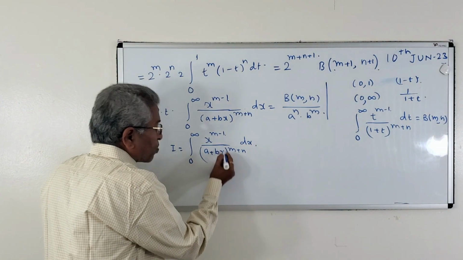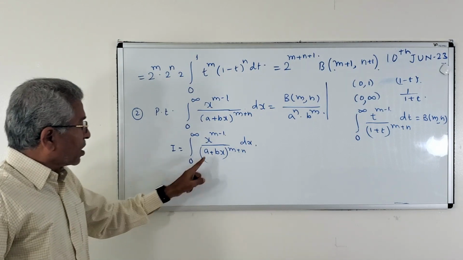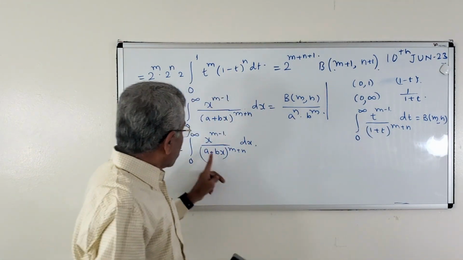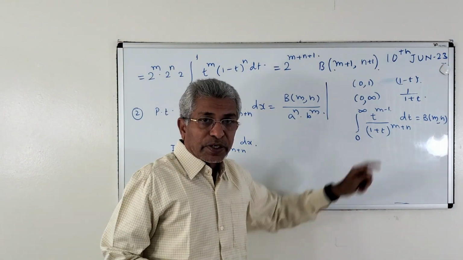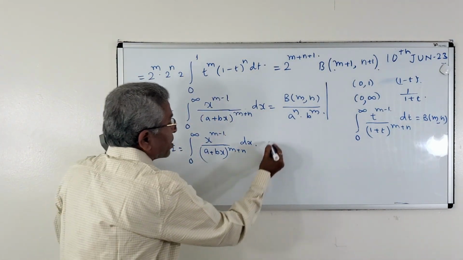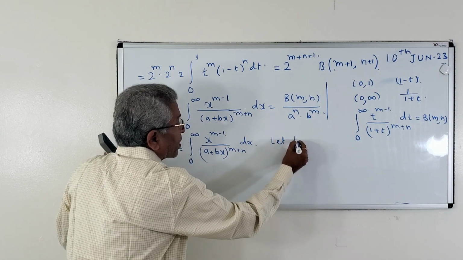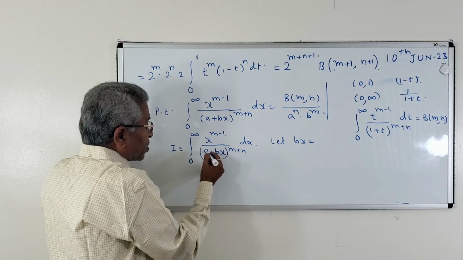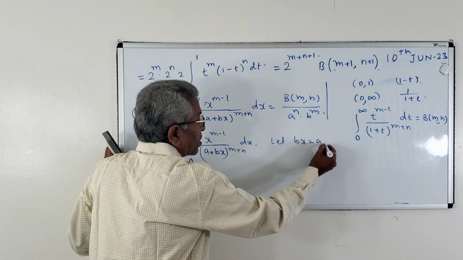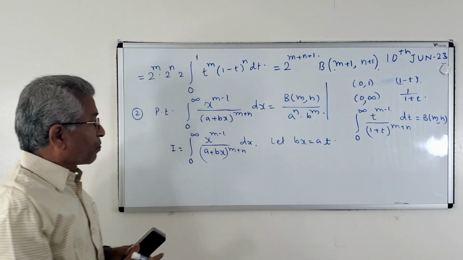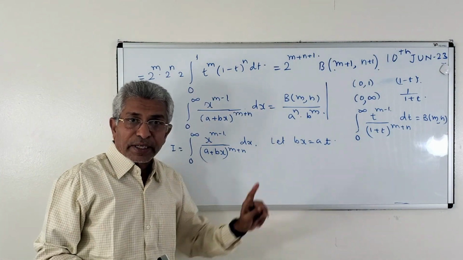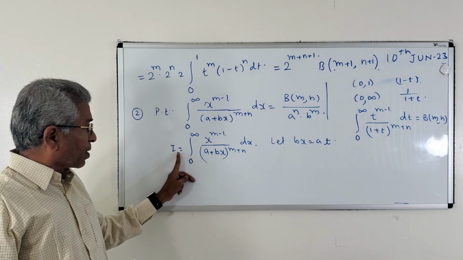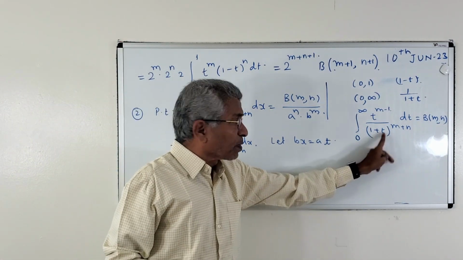So let us make the substitution for x in such a way that this a plus bx changes to 1 plus t. We have to change a plus bx to 1 plus t. So for that, let bx, the variable term, be equal to the constant term of that factor into the new variable t. If we substitute bx is equal to at, then it will be a plus at. A will be common, we will get 1 plus t, and we require 1 plus t.